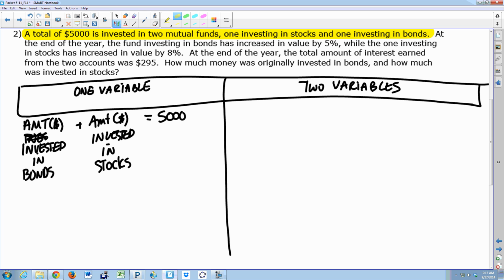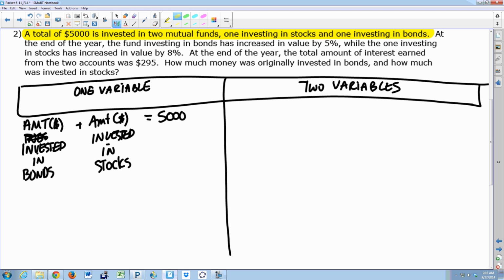Now, if you assign two variables to this, say an x and a y, that would be a line that would have an infinite number of solutions. So you wouldn't get anywhere. You're interested in a particular amount that you invested in stocks and bonds that then has the next piece that would give you a certain amount of interest, based on the fact that the first one earns 5% and the second one earns 8%.